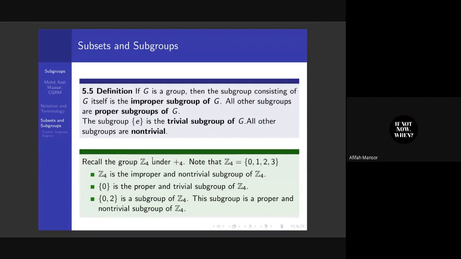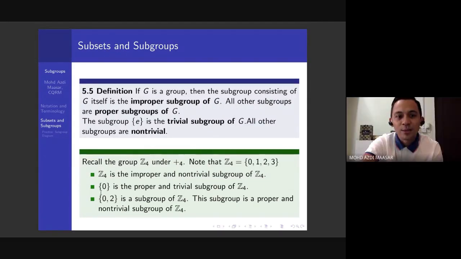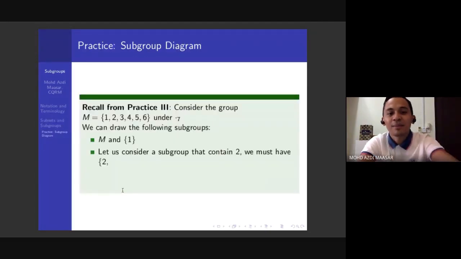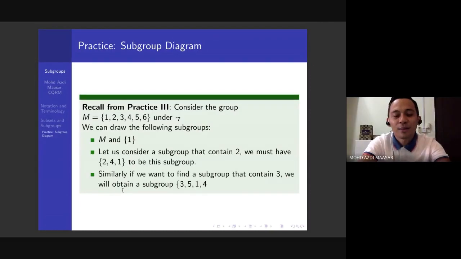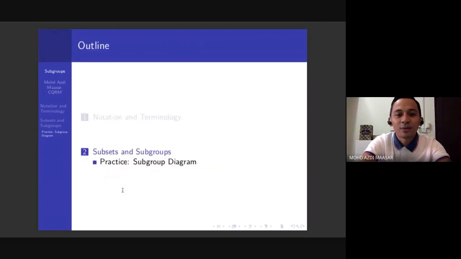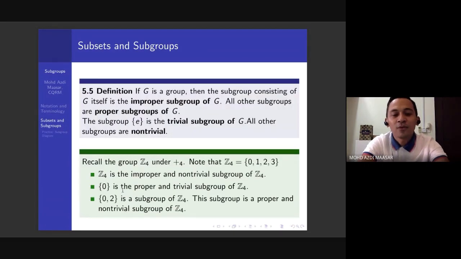Where does the subgroup with 0 and 2 come from? Okay, 0 and 2 is already known, but actually you can find it again using the steps that we did here just now. It means that I want to find a subgroup that contains 2. So I need to have 2 in there, and then I need to have 2 plus 2 in there as well. So 2 plus 2 is 0, right? And so on and so forth. So finally, I get only these 2 elements.